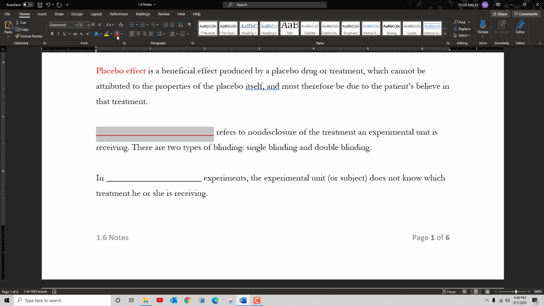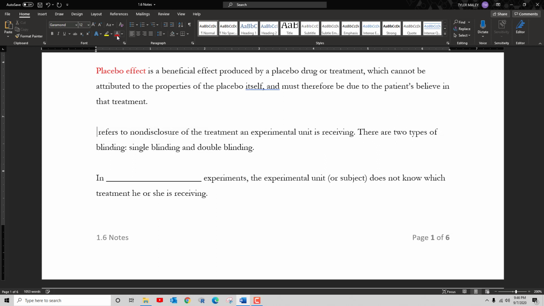Right. So the next thing I want to talk about is called blinding. Blinding refers to non-disclosure of the treatment an experimental unit is receiving. There are two types of blinding: single blinding and double blinding. We want to blind who's receiving the treatment and who's not.